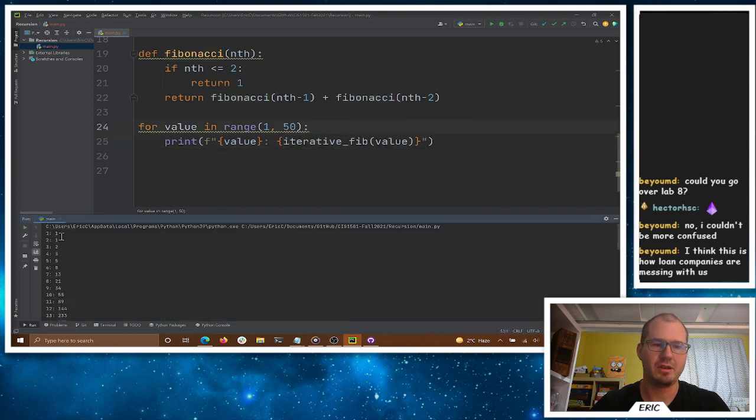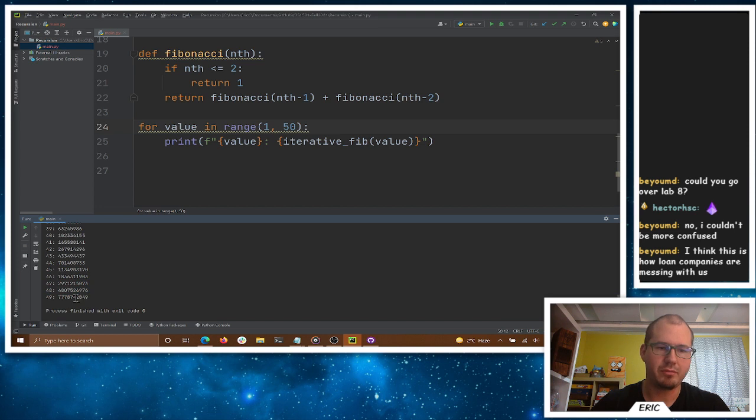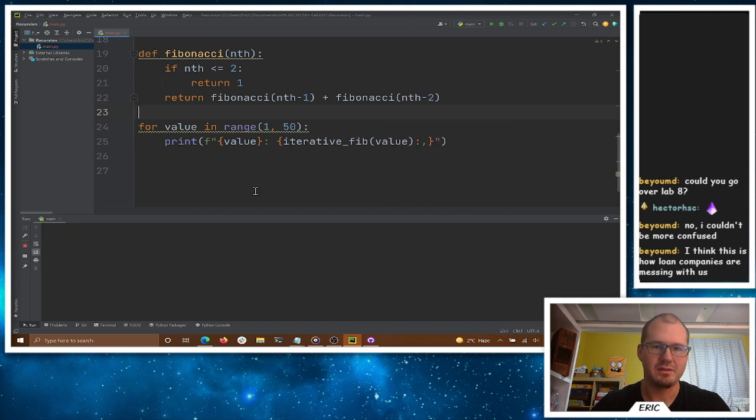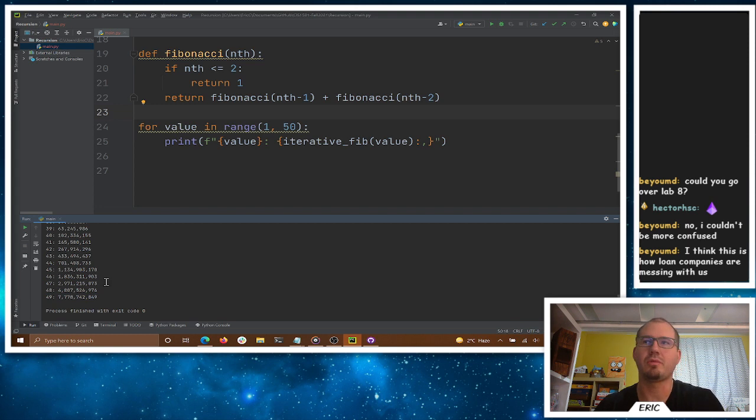Look at that. We went up 1, 1, 2, 3, 5, 8. Yep, it looks like it's going here. So going up to 49, we solved that one pretty quick. How do we get the comma in there? I forget. There's a way to format. Yeah, there we go, comma separated. So 7 billion, pretty quickly there. Not too shabby. So this one's a lot faster.